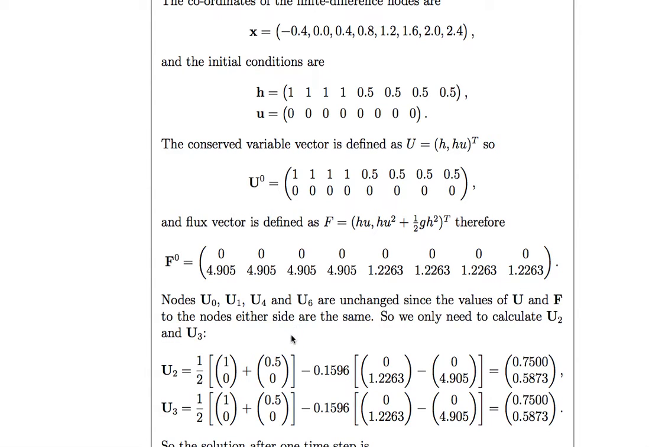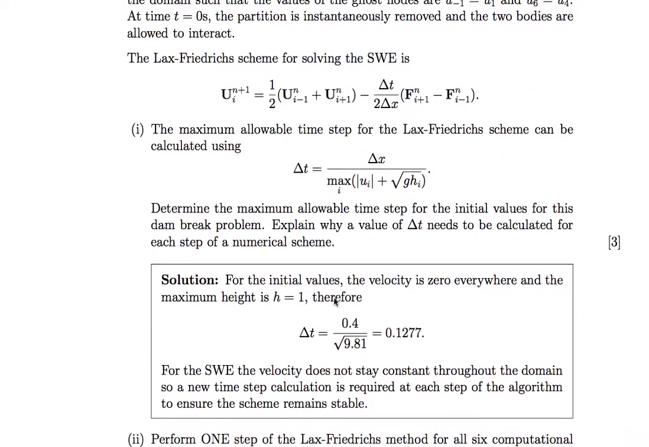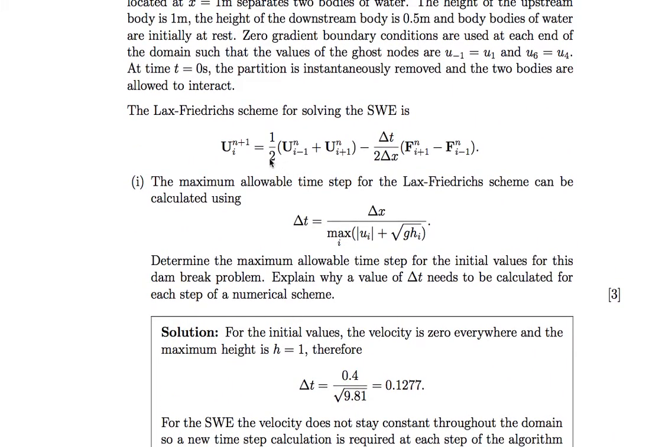Now we can save ourselves quite a lot of effort here. I'm just going to have a look at the Lax-Friedrichs scheme. Okay, you can see it's a half times the node to the left plus the node to the right in this first term, and we use the flux value of the node to the right minus the flux value of the node to the left.